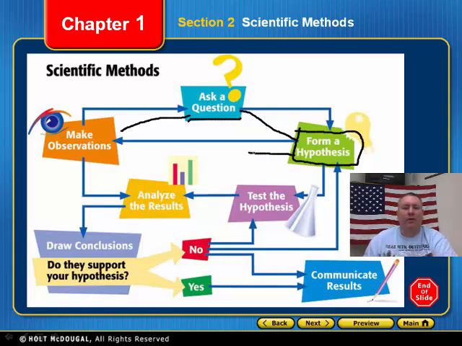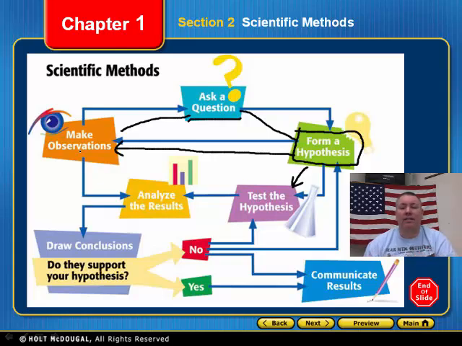Now, after they form the hypothesis, they have two routes they can go. They can either make observations or they can go down here and start testing the hypothesis, whichever route they decide to go. If they decide to make observations, that's typically because the science or information is already out there for them to go ahead and solve problems. Or if there isn't any information out there, then they're going to go ahead and test the hypothesis.